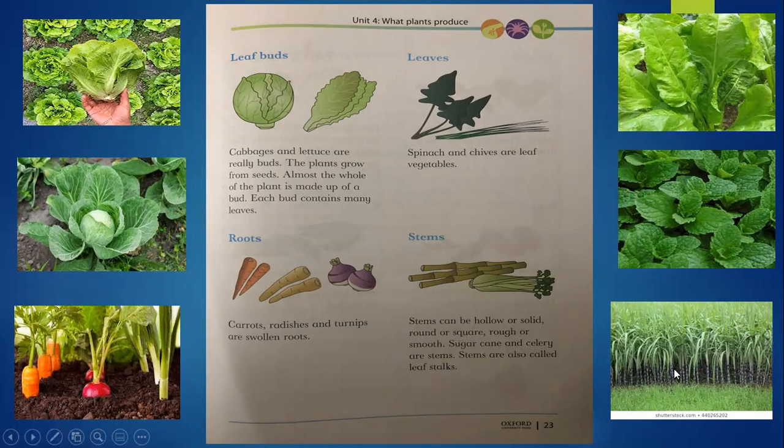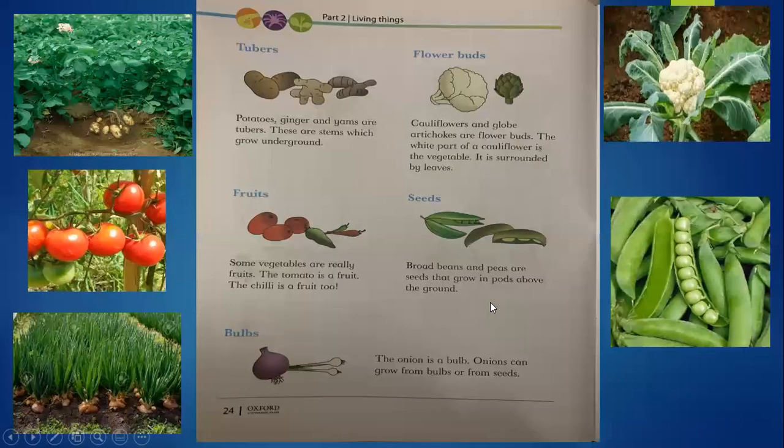This is the sugar cane. These are the plants of sugar cane. Look, this part is the stem and this is sugar cane. Okay, leaf bud, leaves, roots, and stem. Then what do we have more?